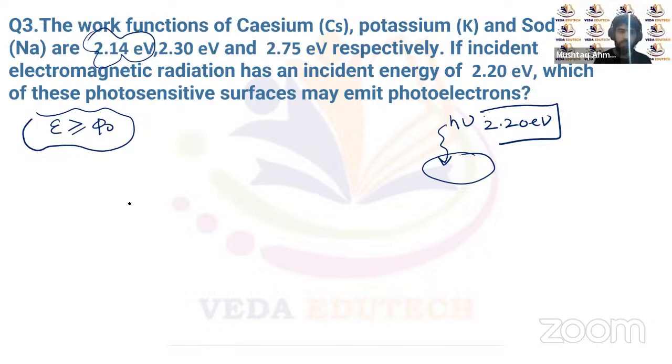It means that the cesium will show the photoelectric effect. But for potassium and sodium, you can see the work function is actually greater than the incident energy. It means that the potassium and sodium will not show any photoelectric effect, right? So the only metal which will show the photoelectric effect here will be the cesium. So C, only cesium, will be the correct answer for this question.